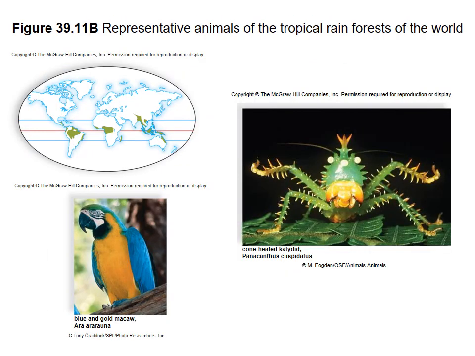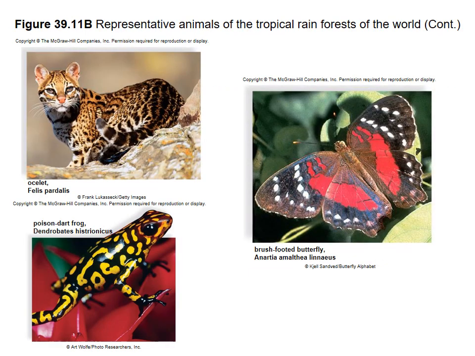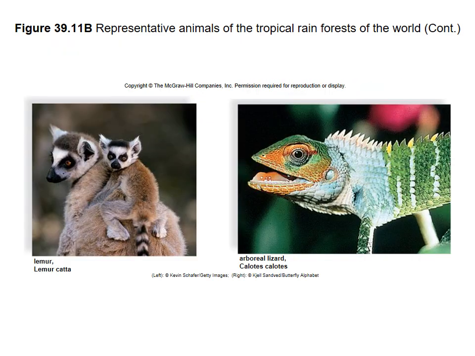And the types of organisms found here are very different than found elsewhere. Macaws are native here, as are things like this cone-headed katydid, which looks a little scary for an insect, truthfully. The ocelot is found living in these forests, as are poison dart frogs and lots of beautiful butterfly species. And then lemurs and many species of lizards and frogs make the rainforest their home.